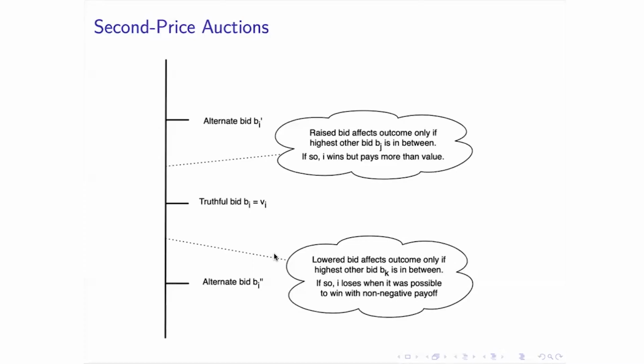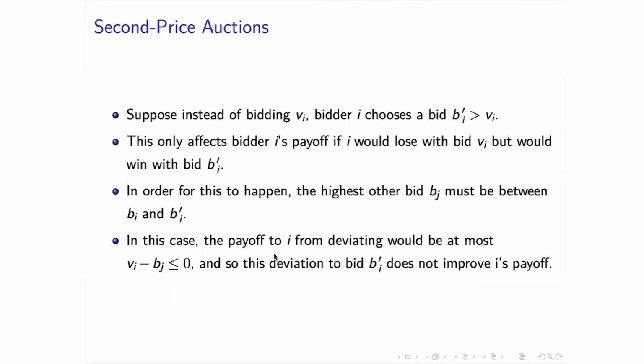Either you will have the same payoff as you had when you bid your value truthfully, BI equal to VI, or you are going to end up with a negative payoff, which was worse than before, right? So these are the two cases.